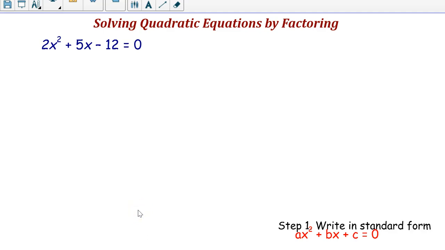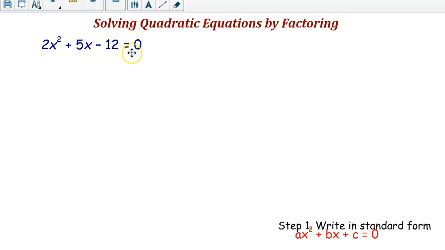Solving quadratic equations by factoring. So we have a quadratic equation here, that is 2x squared plus 5x minus 12, and we have to solve, that is, find the value of this variable x. You have to find this value of x by factoring. So we have to find the factors of this quadratic trinomial.